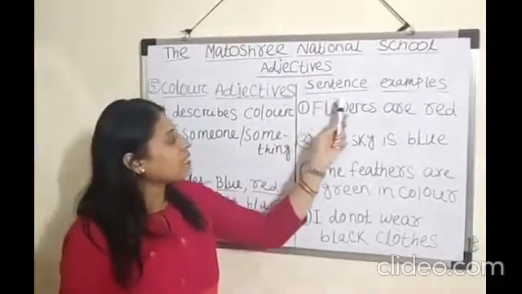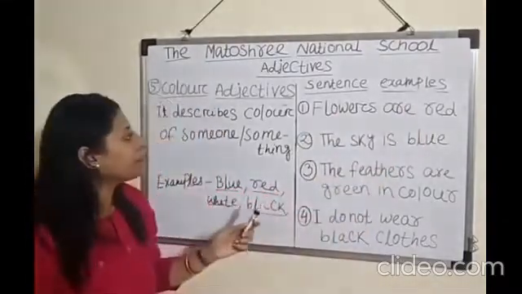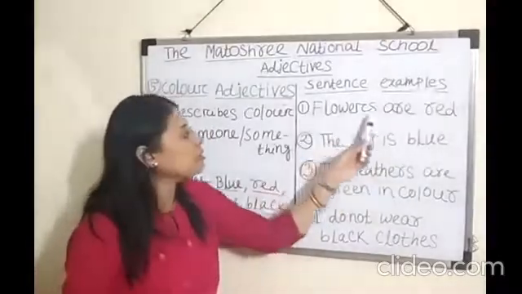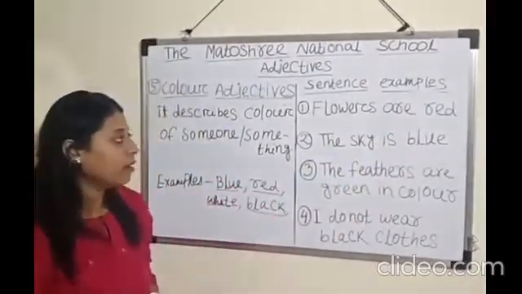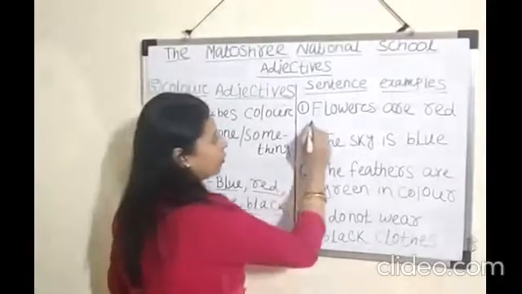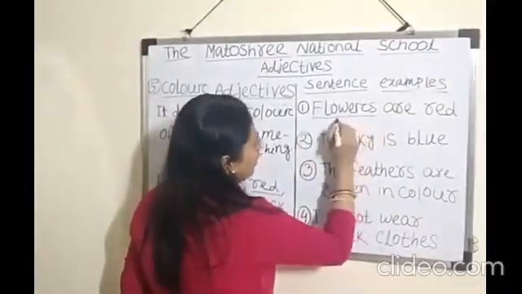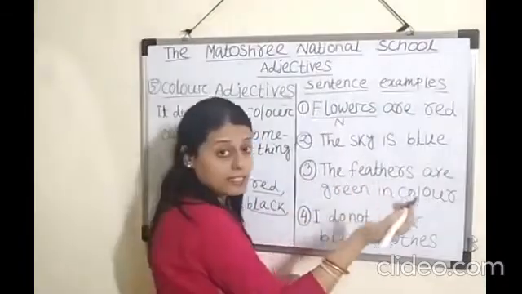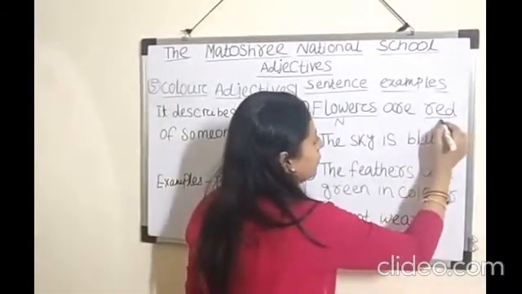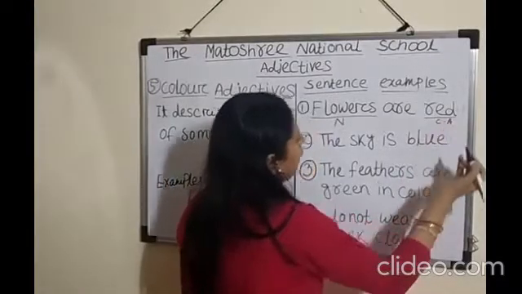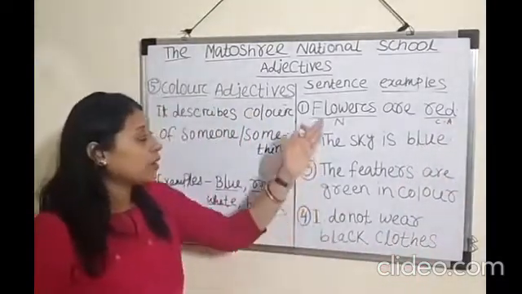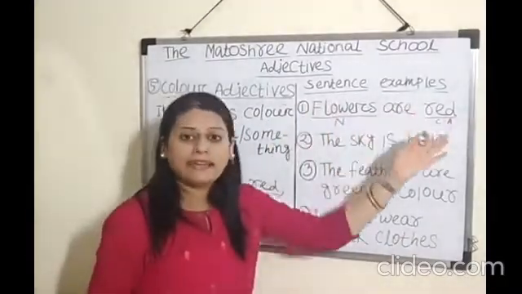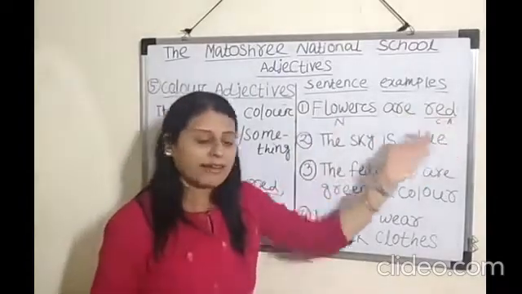Now, let's see some sentence examples. Okay? First is, flowers are red. Here, flowers are the noun, and red is a color adjective, where red shows the color of the flowers. Flowers are red.